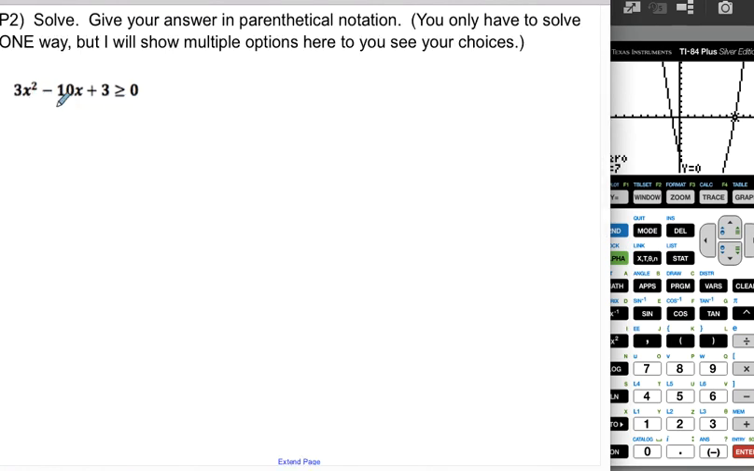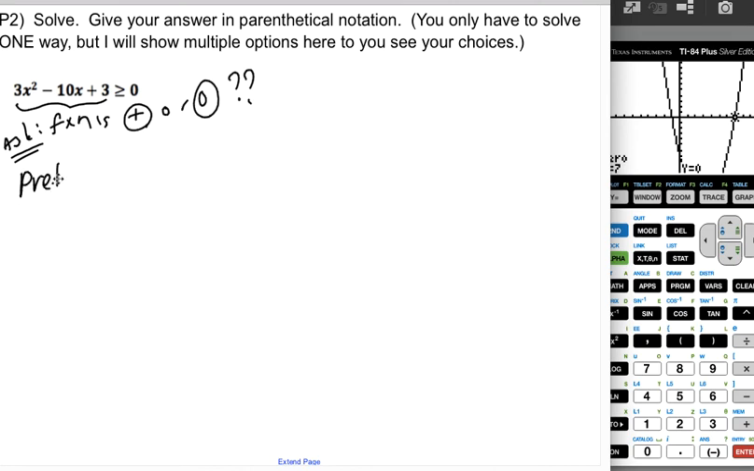You can pause me if you want. The first thing I want to note is that this is asking me when the function is 0 or positive, right? Because that's what greater than or equal to 0 means. You want to note, hey, that's what you're asking me. That's the question: when is the function 0 or positive? Once you know that, I'm going to pretend it's an equation.